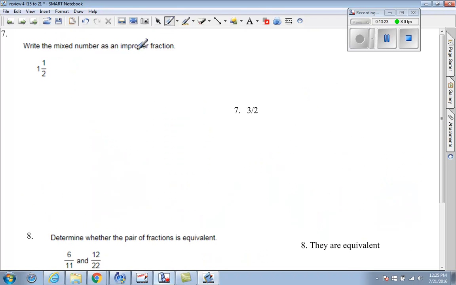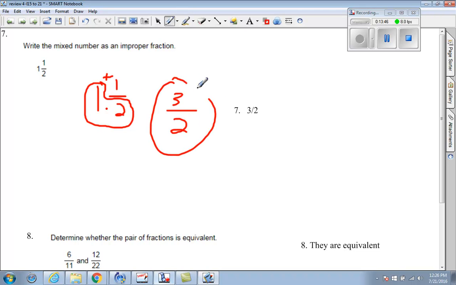So write this mixed number as an improper fraction. Well, when you have 1 1/2, 2 times 1 is 2, plus 1. Some people make a note to self that this way you multiply and then you add. You're going to get 2 times 1 is 2, plus 1 is 3, all over the original denominator, which is 2. So 3/2.